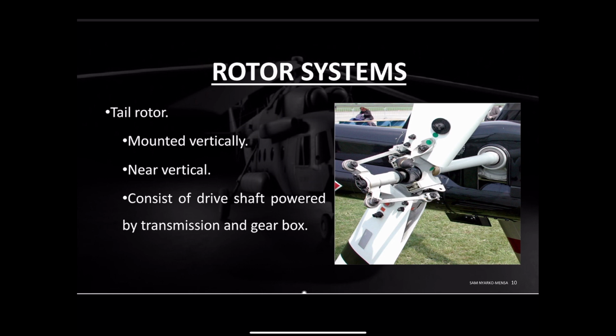Looking at our tail rotor, we said it is mounted vertically or near vertical, and that's a traditional tail rotor here. It also consists of a drive shaft powered by transmission and a gearbox.